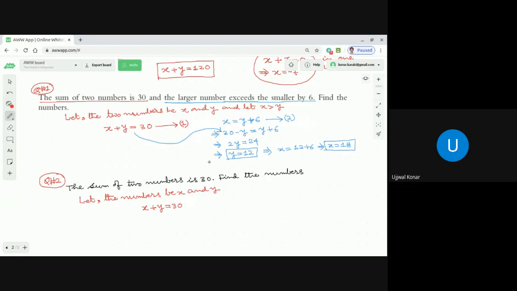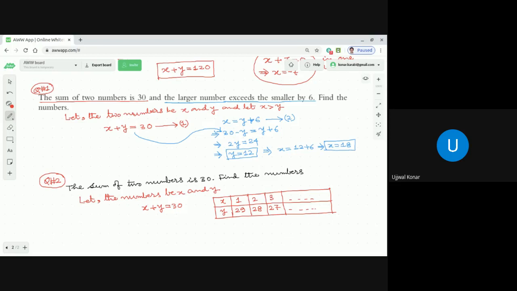Let me show you some solutions of how we can get them. Suppose here we write x and here we write y. If we write x is equal to 1, y becomes 29. If we write x is equal to 2, y is 28. Then if we write x is equal to 3, y becomes 27, and so on. So there are an infinite number of solutions if we give only one linear equation in two variables.